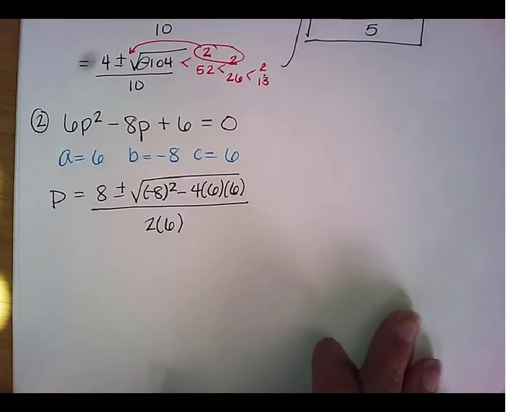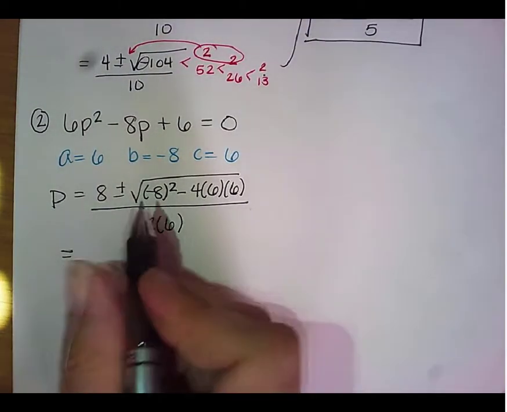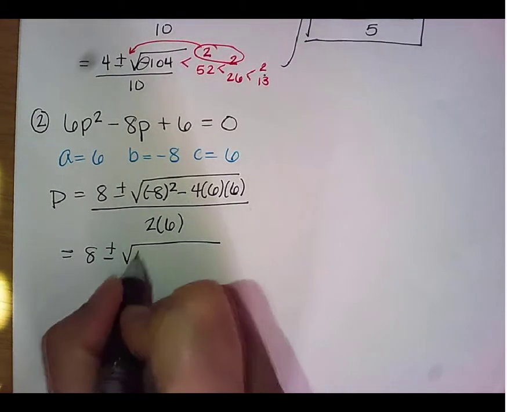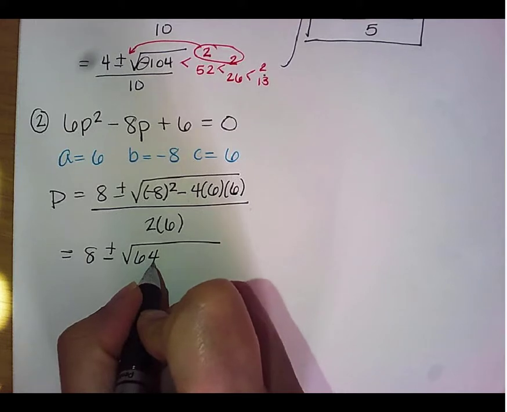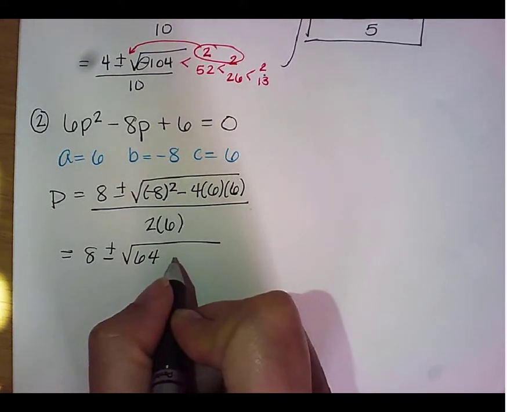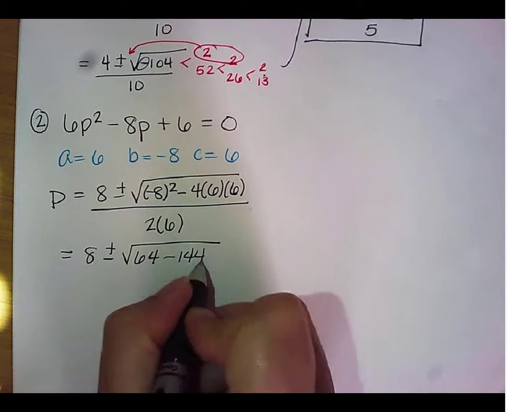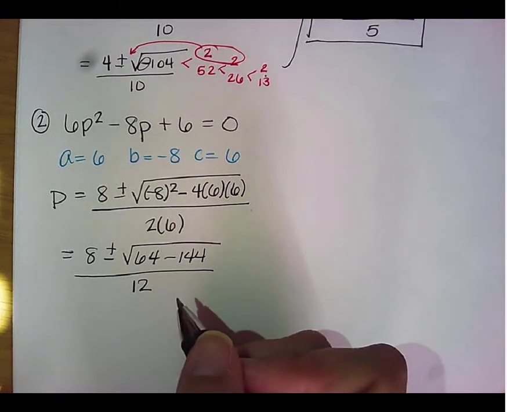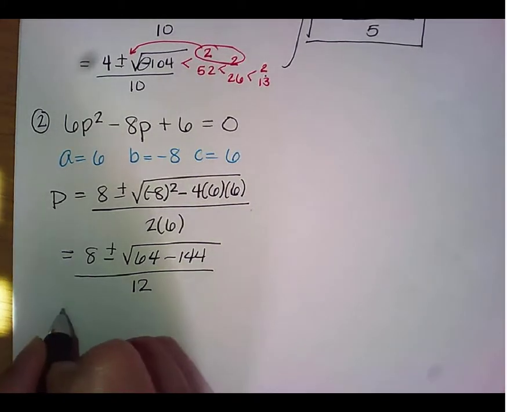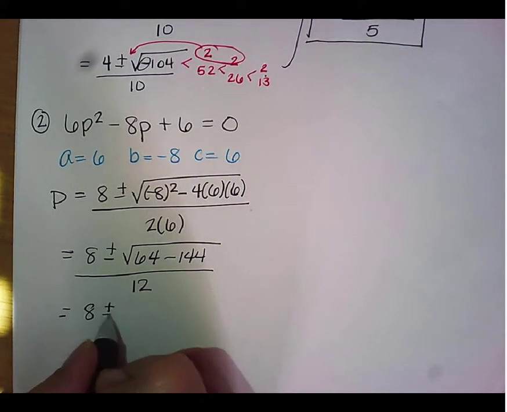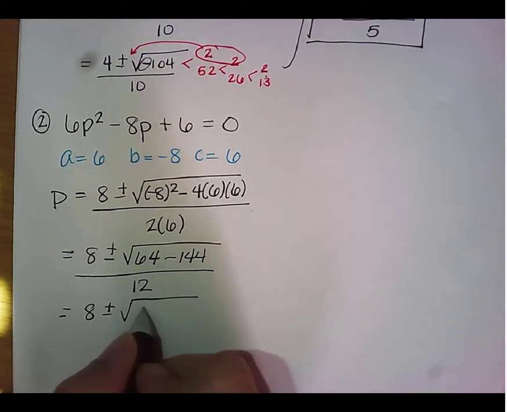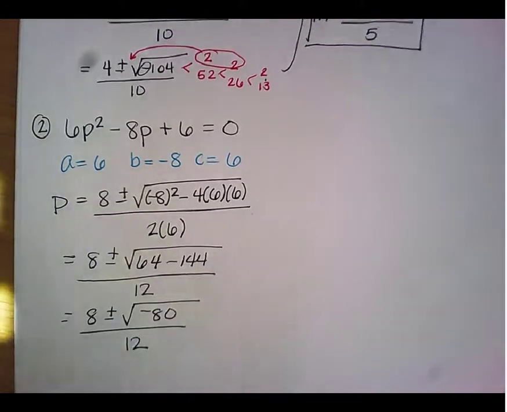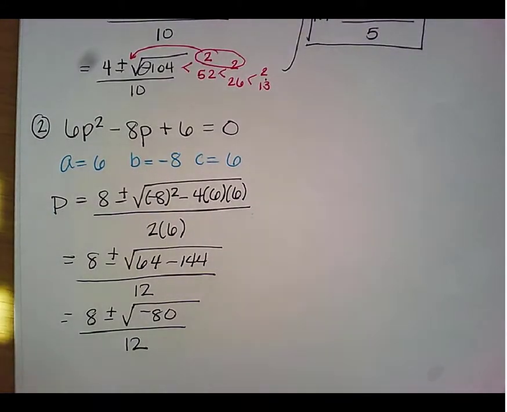And again, working through, just simplifying that quadratic formula down. So we've got 8 plus or minus the square root of 64 minus 144 over 12. Okay, so this is going to be 8 plus or minus the square root of -80 over 12. Okay, now we're going to break down that -80.